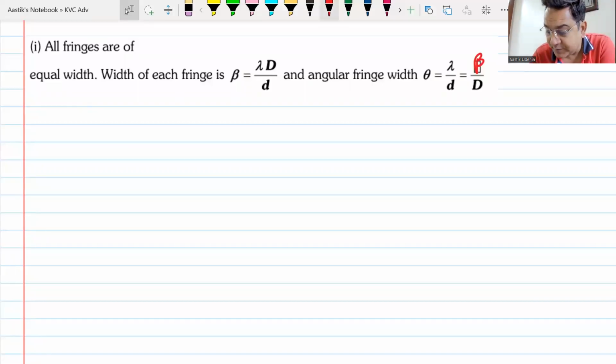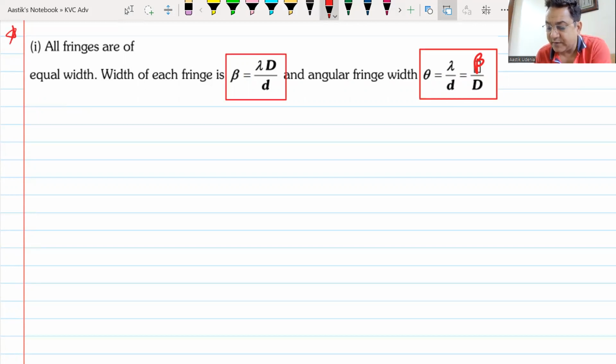Then we move to the important points about fringe width. One of these points is going to appear in your exam. All fringes are of equal width. The fringe width is lambda capital D by small d, and angular fringe width is beta by D. We all understand this, yes or no?